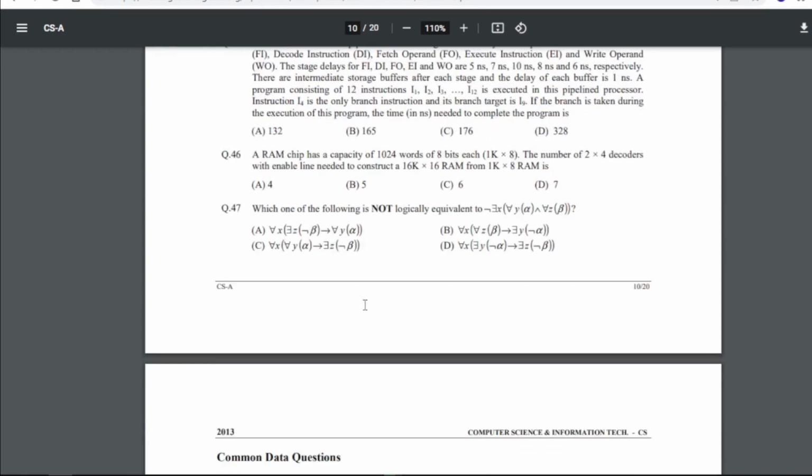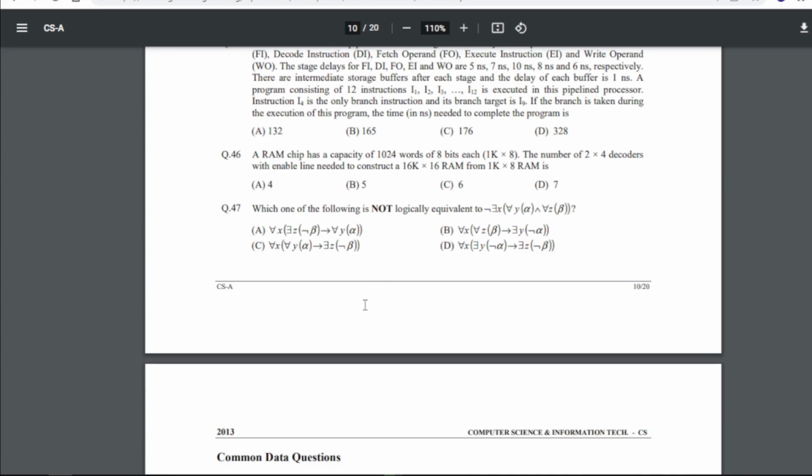46 is: a RAM chip has a capacity of 1024 words of 8 bits each, 1K into 8. The number of 2 into 4 decoders with enable line needed to construct a 16K into 16 RAM from 1K into 8 RAM is what? So here for 46 our answer will be B, that is 5.